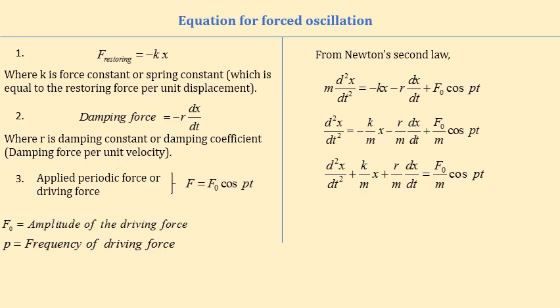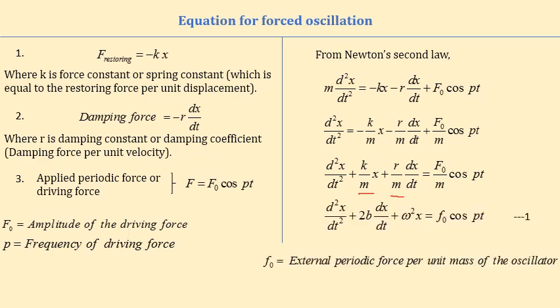Now let us rearrange this expression so that we will get d square x by dt square plus k by m into x plus r by m into dx by dt equal to F naught by m into cos pt. So in this expression we know k by m is omega square, because omega is the natural frequency of the system, which may be represented as square root of k by m. r by m is nothing but 2b, where b is the damping frequency.